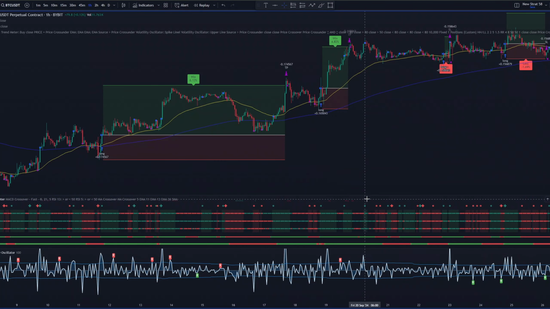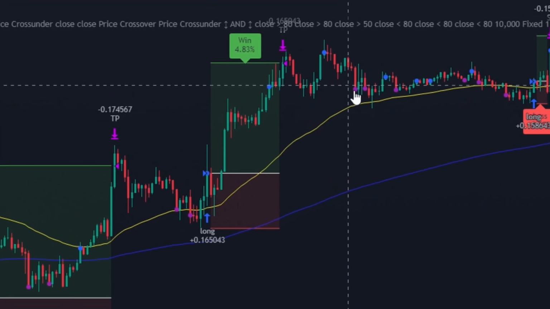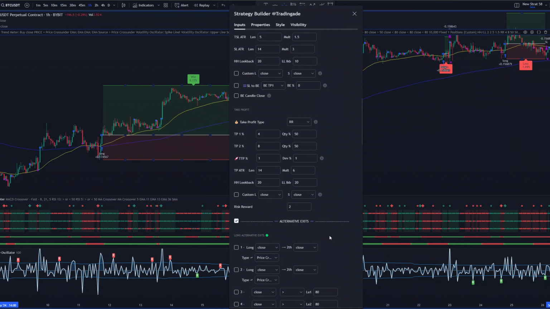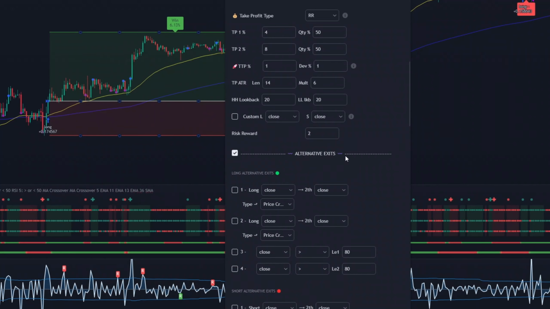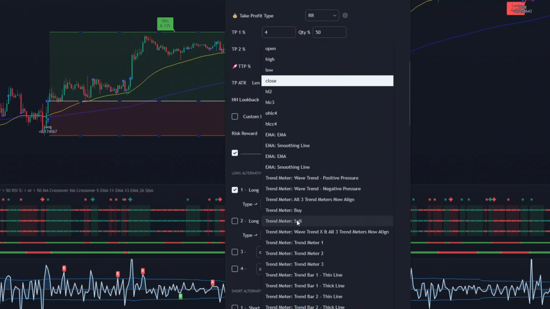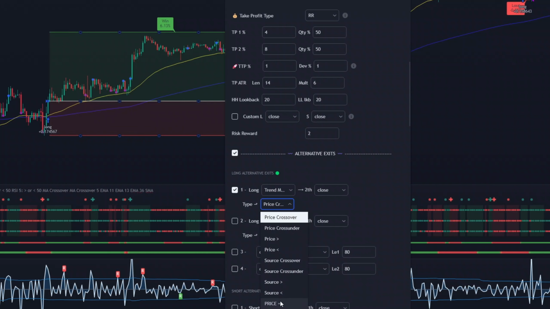While for a take profit, we're gonna close our trades whenever we have a sell signal, a purple point. In order to set it, we need to go in the alternative exits. We're gonna turn on one signal for long. In the signal, we're gonna set purple point, so basically trend meter sell signal, and here we set price equal, so that it's referred to this condition.